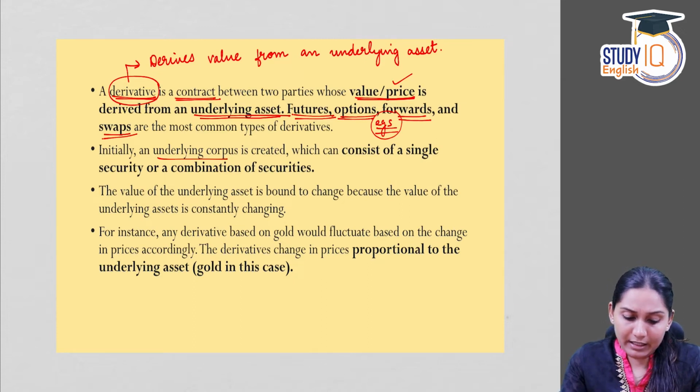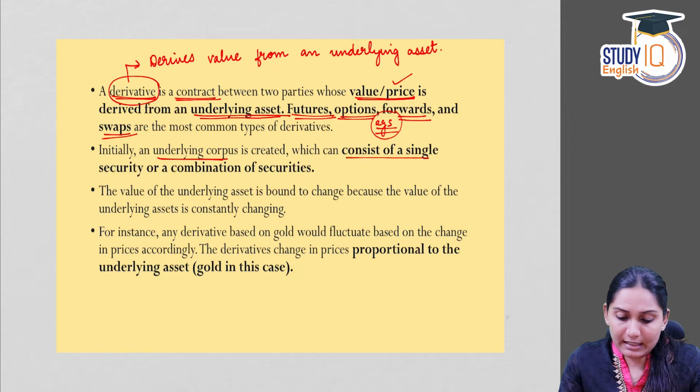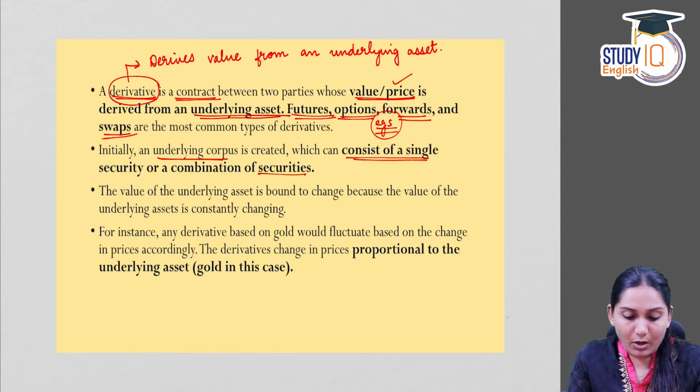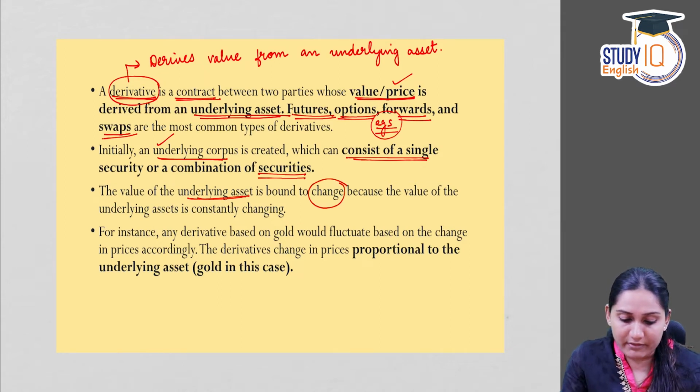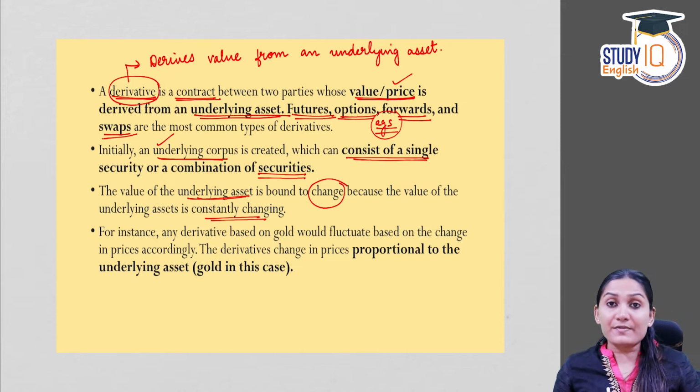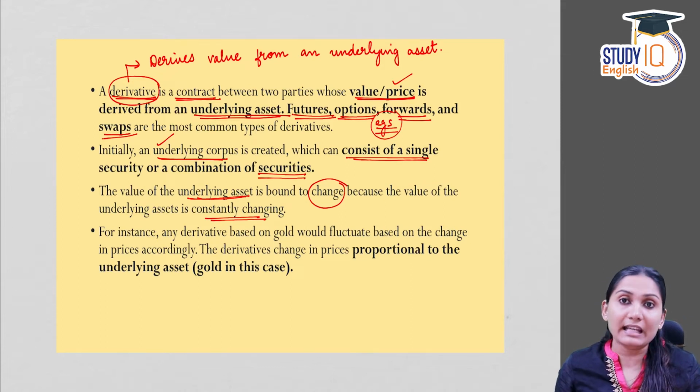Initially, an underlying corpus is created which can consist of a single security or a combination of securities. The value of the underlying asset is bound to change because it is constantly changing. Now, see, derivatives are highly vulnerable to change in value. That is, they are highly volatile in nature.